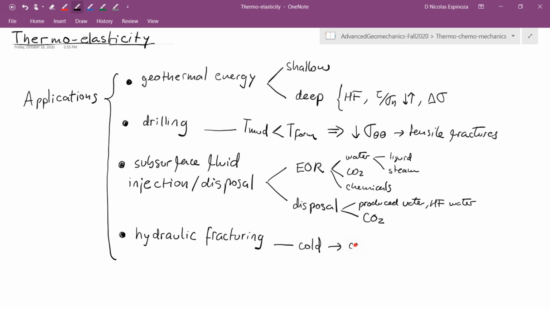And the objective is to create a reduction of stress, local reduction of stress, that makes the process of fracturing easier. And it's similar to what we said before for drilling, in which the reduction of hoop stresses would make the tensile fractures happen. With injection of a cold fluid, you can also cause a local shrinkage of the rock that results in cryogenic fracturing. And I have an example about that over here.